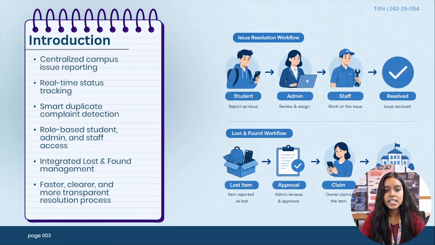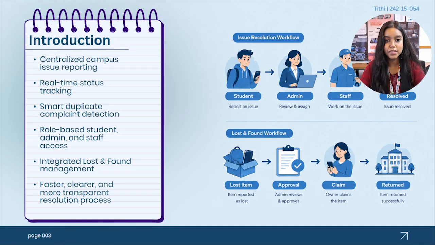CampusFix is a single platform for reporting and managing campus problems. For example, a student can report a broken fan, internet problem, water issue, or any maintenance complaint. After reporting, the student can also track the current status of the issue. The system can detect similar complaints, so repeated reports can be reduced.